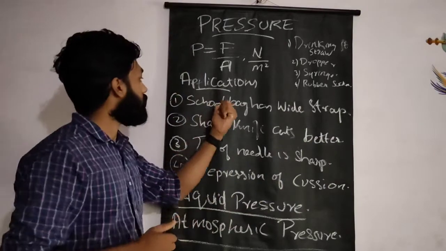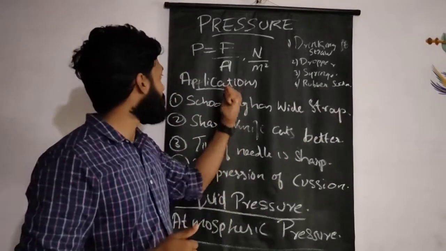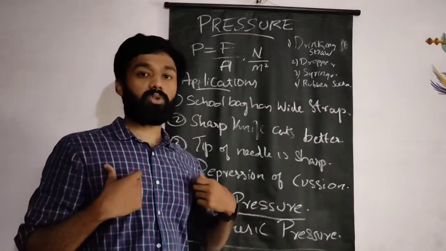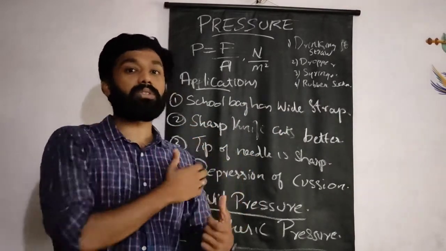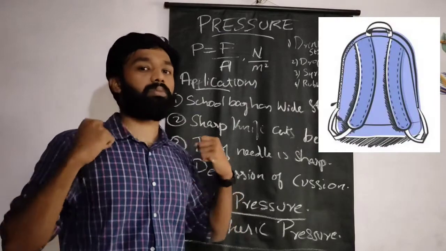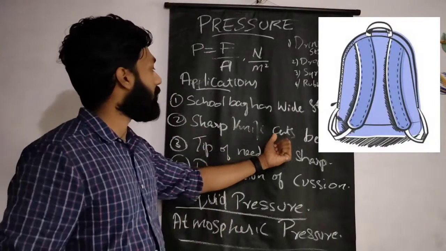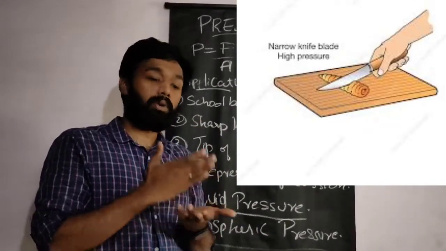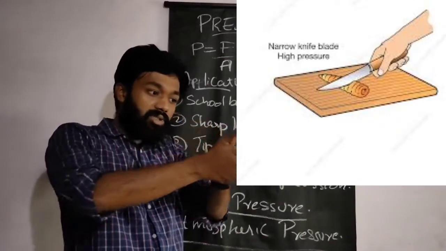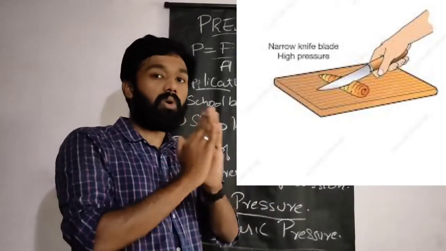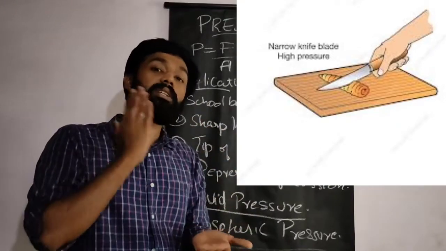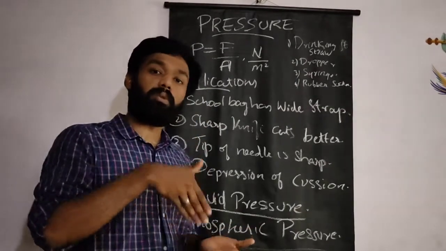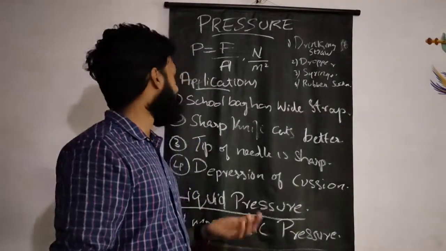Okay, so there are some applications of this pressure. First one: why do school bags have wider straps? School bags have wider straps to reduce the pressure, so we will not feel that much pain. Then, a sharp knife cuts better. Why should a knife be sharp? Because when cutting, the area should be so low that it can easily cut. The pressure will be more, and we only need to apply a small force, so it will go deep.